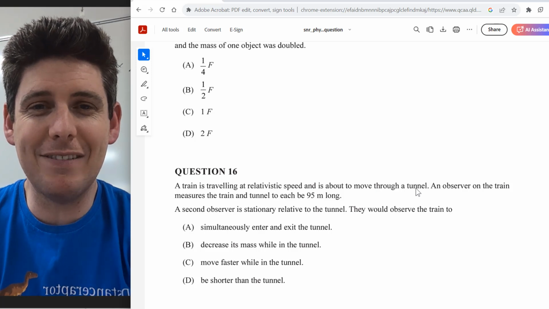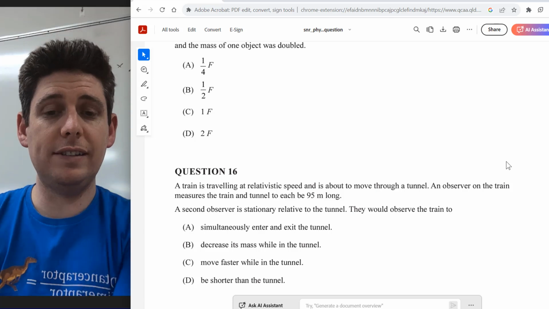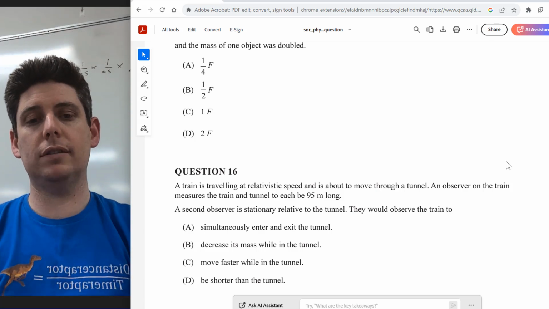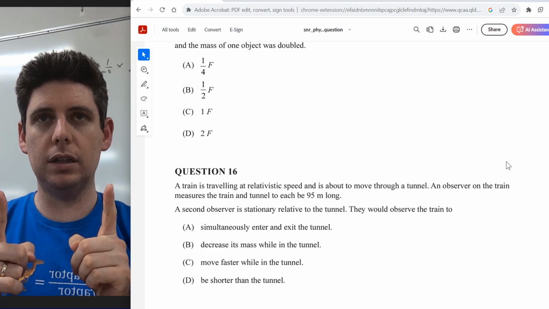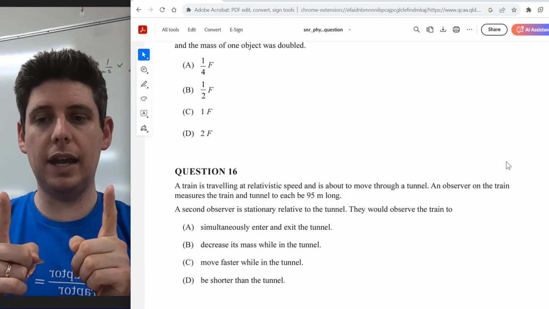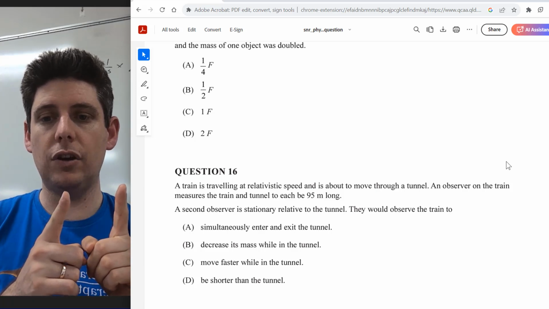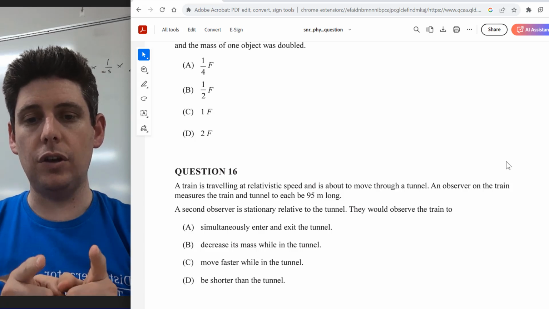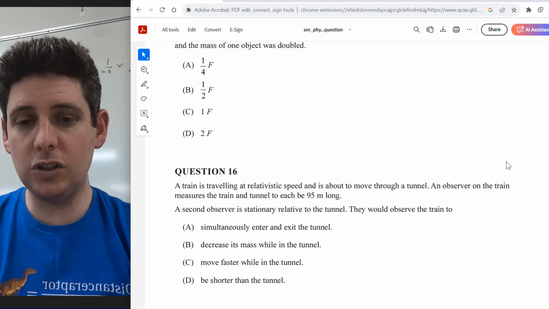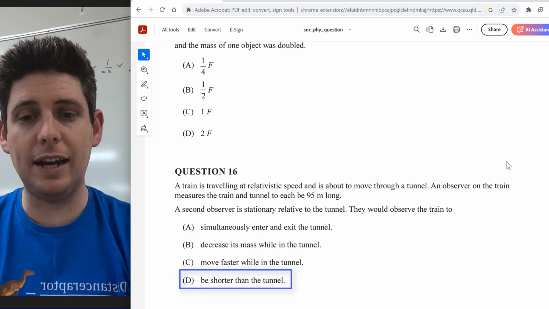Relativity, trains, everybody's favorite. So this is the barn paradox. You've got something heading towards a barn, like a stick, the same length as the barn, but its length is contracted, so it will fit inside the barn. So D, be shorter than the tunnel. That is the correct answer.